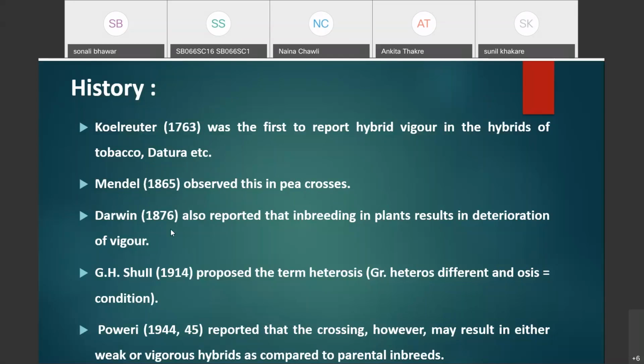Later, in 1876, Darwin also reported that inbreeding in plants results in deterioration of vigor. Inbreeding means that whenever closely related plants, or plants having a similar genetic constitution, are crossed, it is called inbreeding, and it results in deterioration of vigor. That means the hybrid which is produced is weaker than either of its parents.